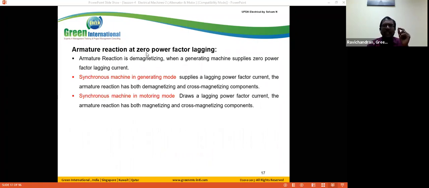So armature reaction at lagging power factor. In the lagging power factor, the action is the demagnetic effect, number 1.